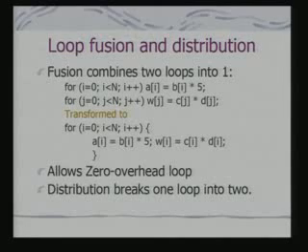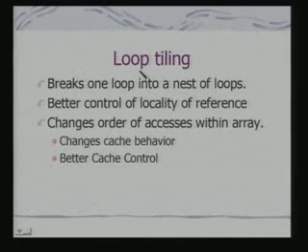Okay. So that's why this kind of analysis of the fusion becomes critically important. The other part of the fusion would be fission, or breaking up the loop, or distribution of a loop into two. Okay. So one of these approaches which is used is called loop tiling. So what happens in loop tiling? In loop tiling, you break one loop into a nest of loops.